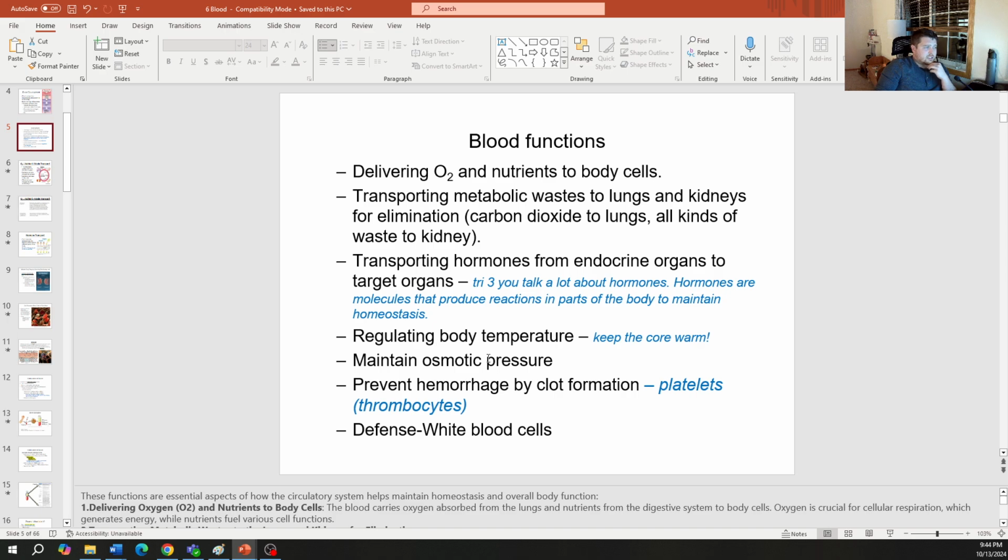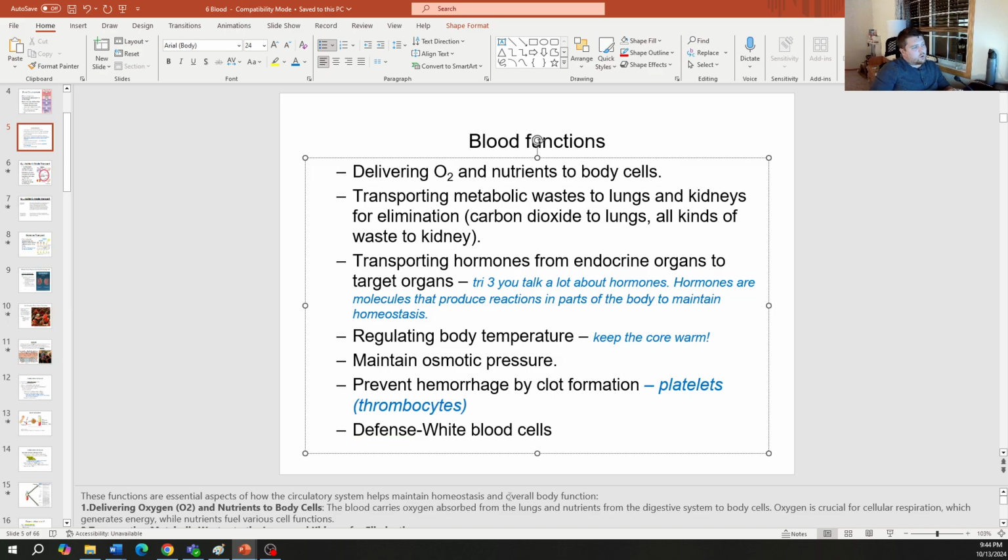Blood also regulates our body temperature and maintains osmotic pressure, being the pressure of the fluid, so how much fluid is in our vessels versus outside, dealing with swelling, making sure there is the correct amount of fluid in all the different parts of the body. And also its job is to prevent hemorrhage, so massive blood loss, by forming clots. That's those platelets, those thrombocytes.